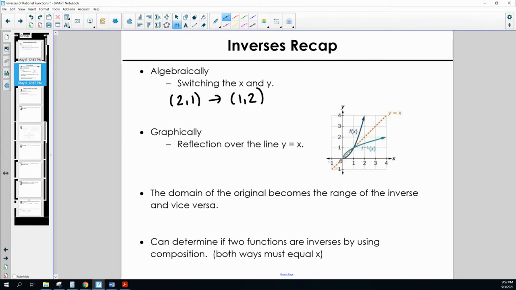And we can determine if two functions are inverses by using composition. That's when we do f of g of x and g of f of x. And we have to check it both ways. And if we get x as our answer, then they are inverses.